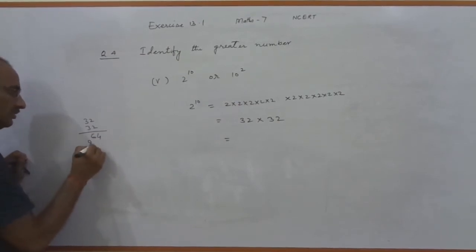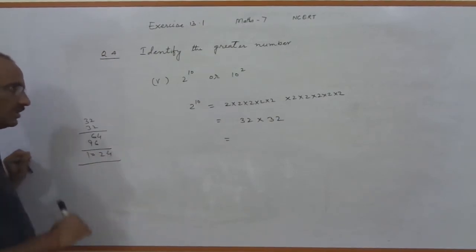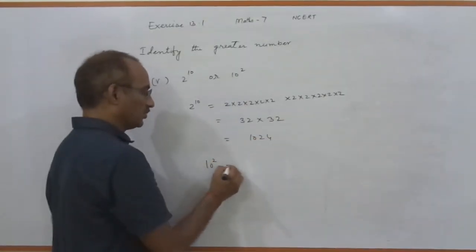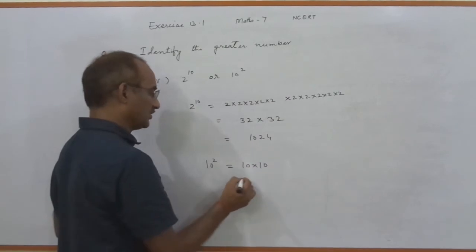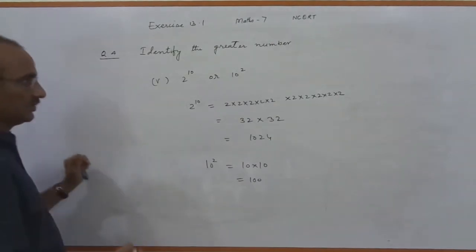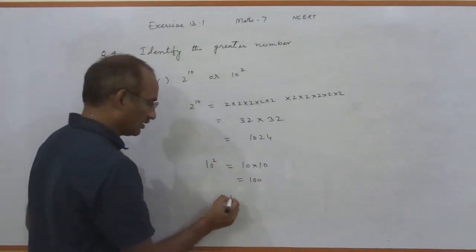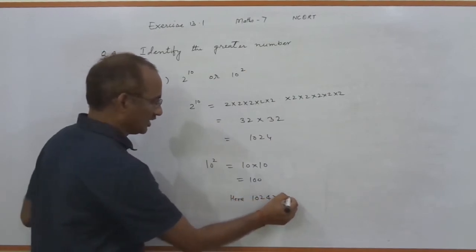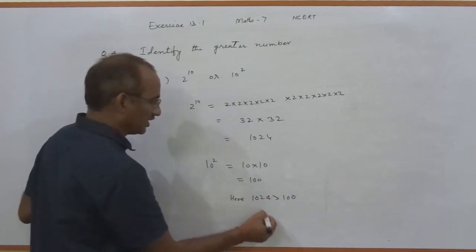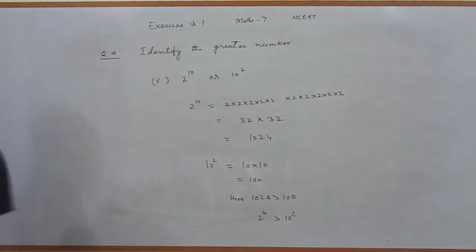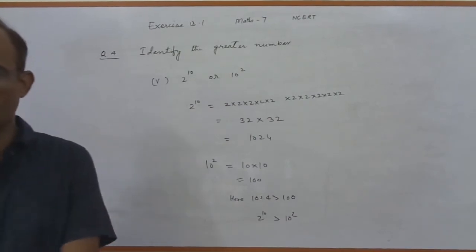you get 64 and 960, so it is 1024. And 10 power 2 means you get 10 multiplied with 10, so you get 100. 1024 is greater than 100. So 2 power 10 is greater than 10 power 2. So this is our answer.